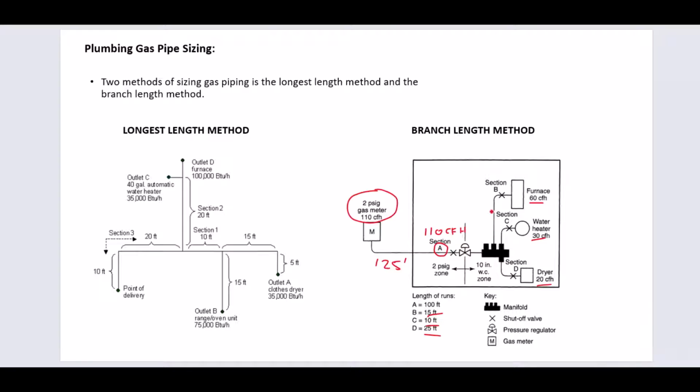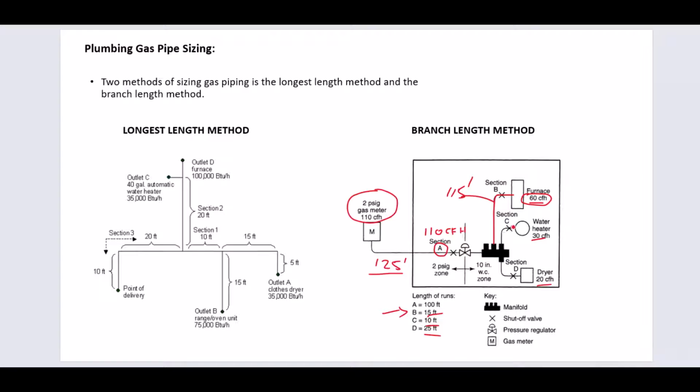Now to size each individual gas piping to the fixtures, instead of the longest length of 125, you use the length of basically that section here plus section A. So for section B, it would be the 15 feet plus the A distance of 100. So it would be 115 feet would be used in the table with 60 CFH flowing through it to size the pipe to section B.